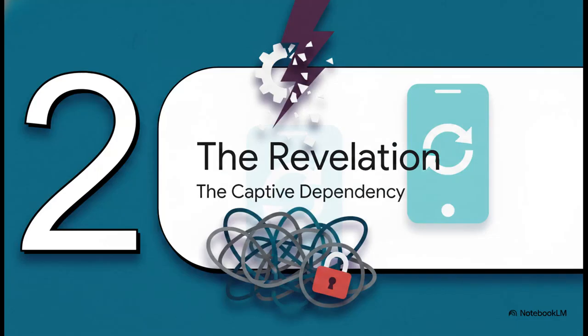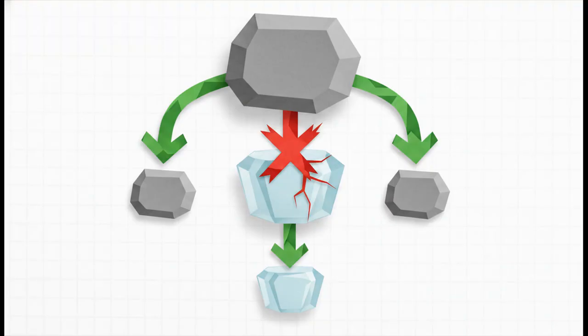Okay, so we've met all the players in our story. Now it's time for the plot twist. Remember that mystery of the app that keeps restarting? Well, the culprit is a really subtle but totally devastating bug. It's a true villain in the world of dependency injection. But before I name the villain, you need to know the law that it breaks.